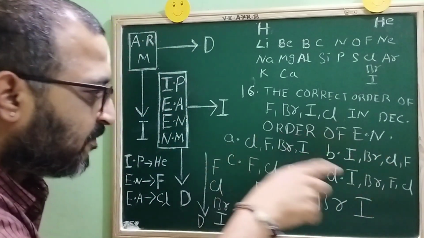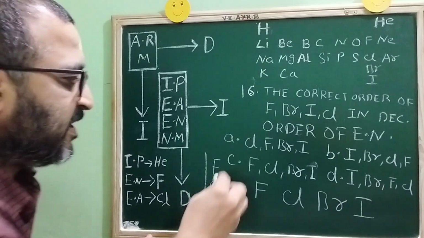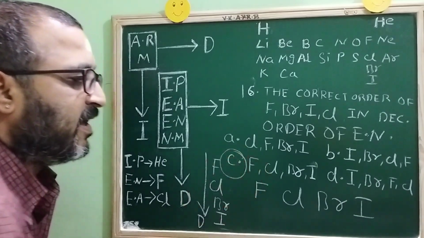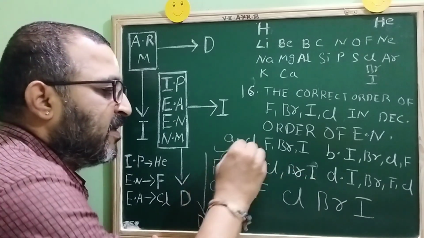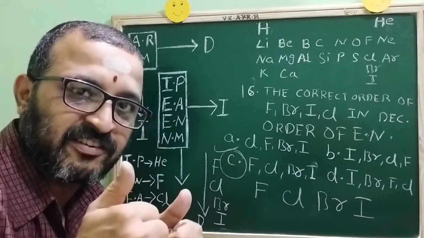So where do we have this option? Yes, it is option C. Fluorine, chlorine, bromine, iodine. Okay, this is the correct answer. Is it clear, children?